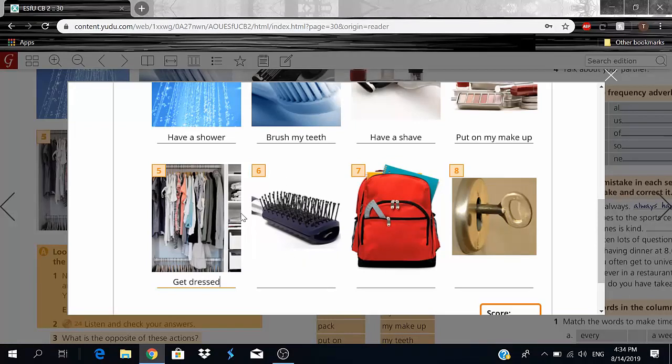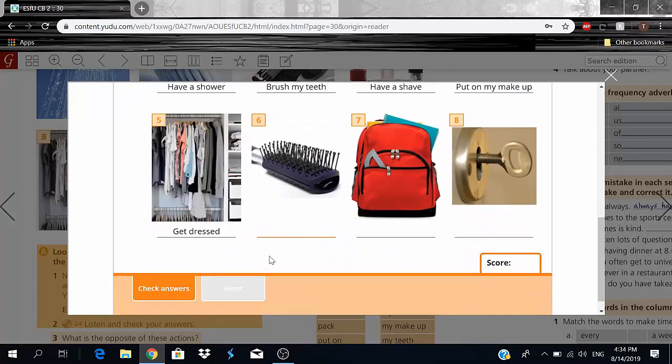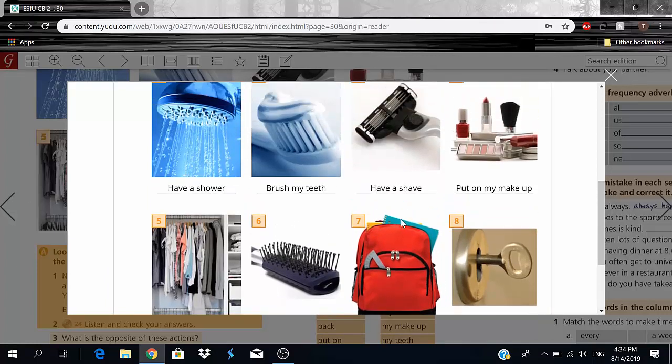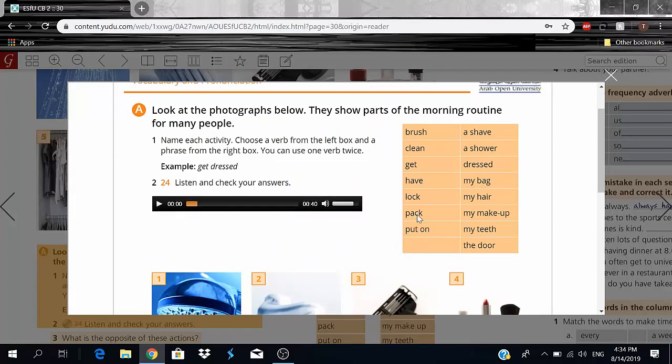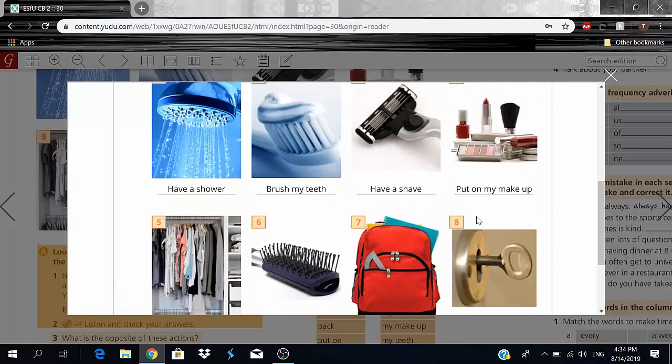And number 6, this is really straightforward. Again, brush. Do we have brush? Yes, we're going to use it twice. Brush my hair. Because this is a comb, you guys, okay? So brush my hair. Alright? Then we have number 7, packing your bag. Do we have pack? Yes, we do. Pack my bag. Alright?